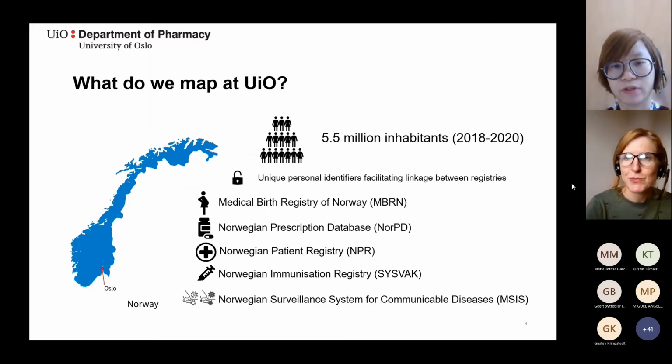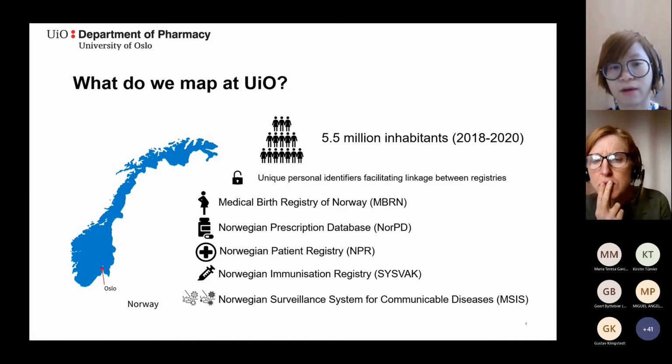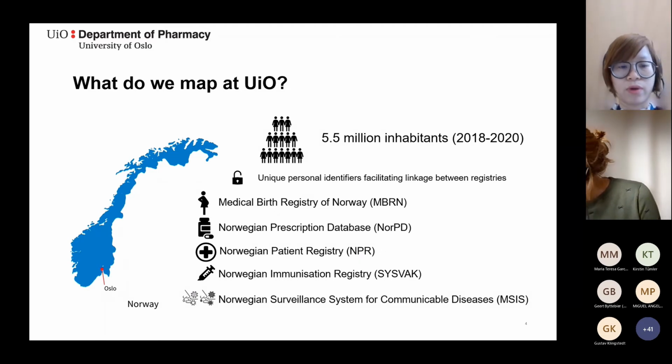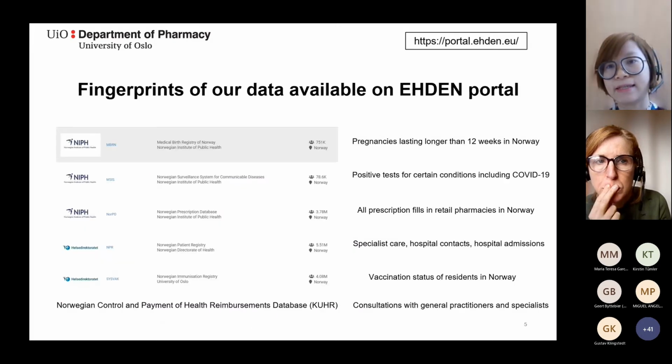For this project, at the beginning, we decided to map five different registries which are really relevant for the research interest of our research group: the MBRN, Medical Birth Registry of Norway; NorPD, Norwegian Prescription Database; NPR, Norwegian Patient Registry; SYSVAK, the Norwegian Immunisation Registry; and MSIS, the Norwegian Surveillance System for Communicable Diseases. In an updated mapping, we are going to map also the Norwegian Control and Payment of Health Reimbursements Database that we call KUHR, and the detailed information about these databases we put into the EHDEN portal that you can find.